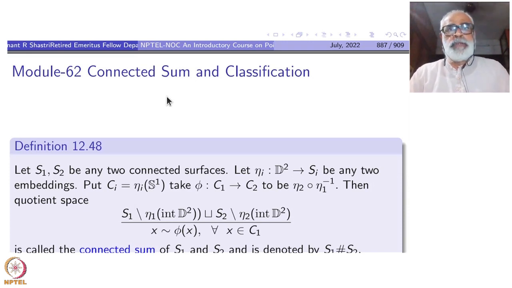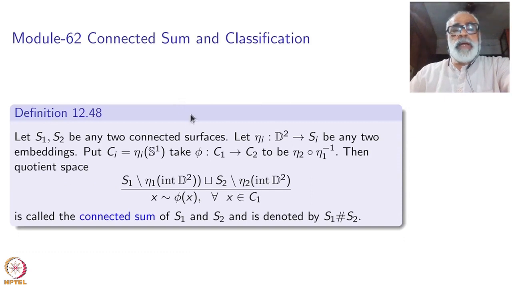Last time we introduced the notion of rubber sheet models and stated a big theorem which is supposed to give you all compact connected surfaces. The same result we will try to explain in a more geometric way this time.